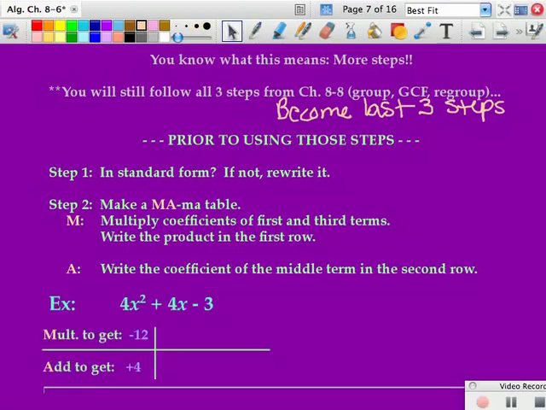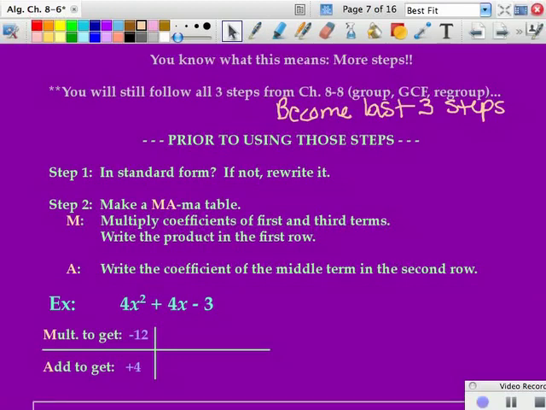All right? So our M step here is the top row of our table. We took our 4 and multiplied it by negative 3 to get our negative 12. Okay? And now your A step here, we just took our positive 4 and wrote it here. Okay, so not that bad yet, right? Not so bad.